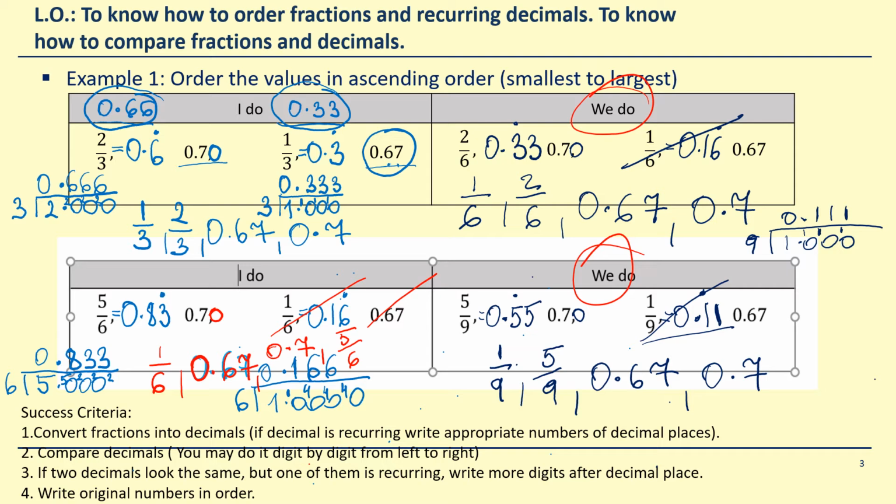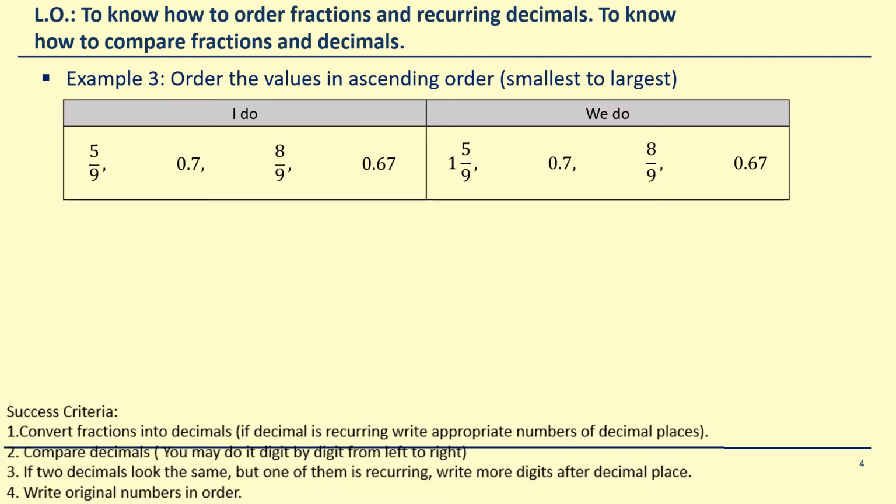So I hope that's what you've got. If that's the case, well done. And let's move on to the next example. Okay, so let's do one more example. Order the values in ascending order. So again, we've got a couple of fractions that we need to turn into decimals, and then if they are recurring, which probably they are, we need to use an appropriate number of decimal places. So in this case, we are going to write 2. That should do.